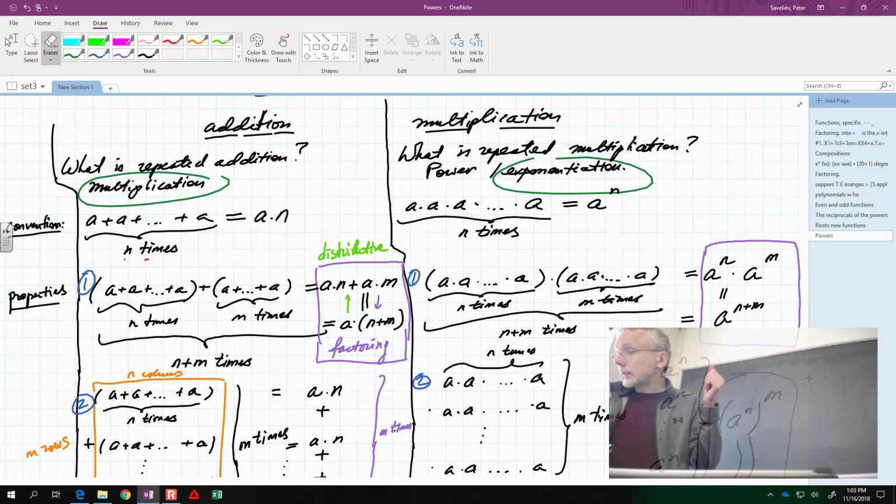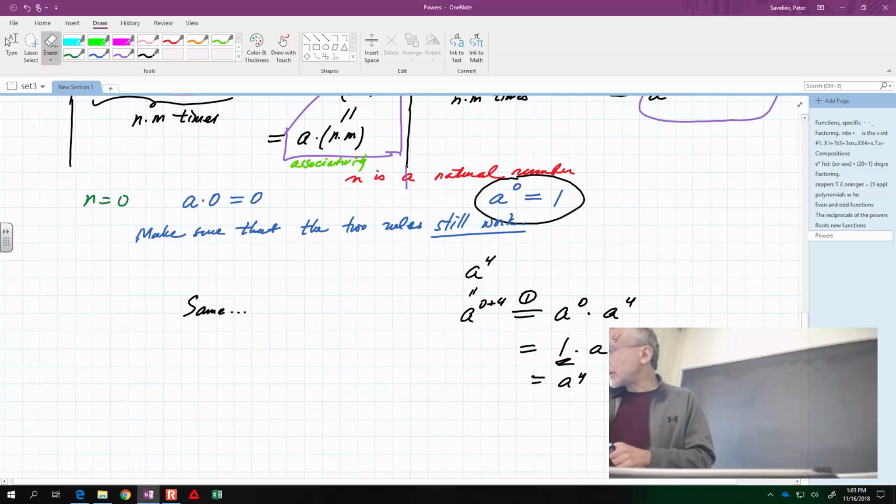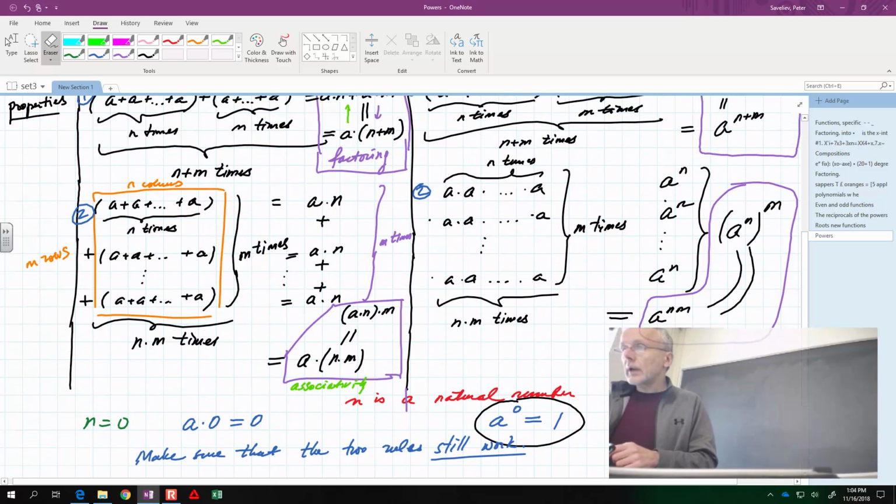Secondly, there is a slightly more complex step: you repeat, and then repeat what you have repeated. You take a n times, and then the whole thing is repeated m times. So whether it is addition or multiplication, it is repeated altogether n times m times. It is a table with m rows and n columns, so altogether n times m.